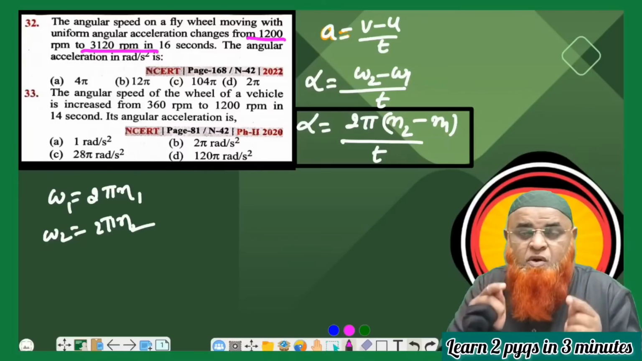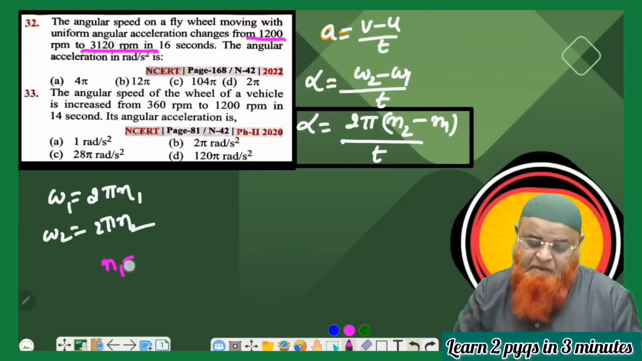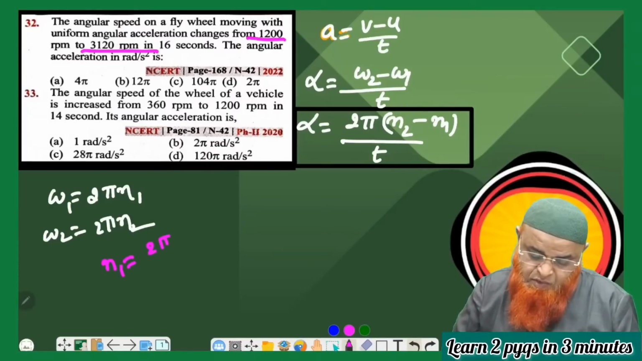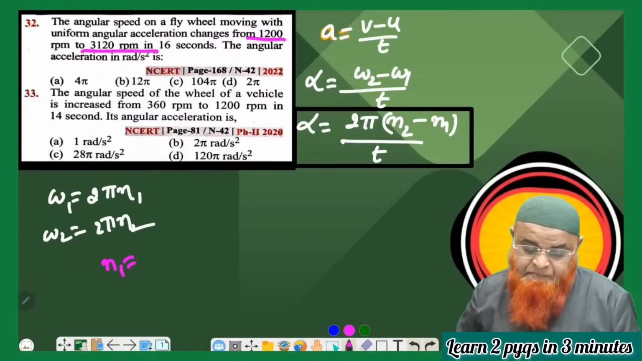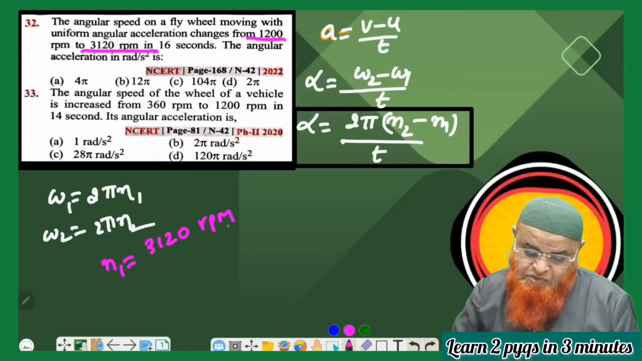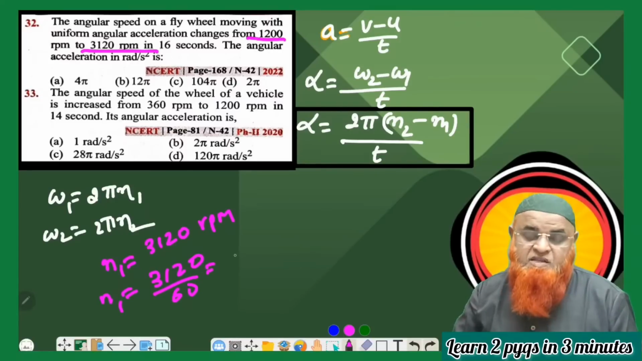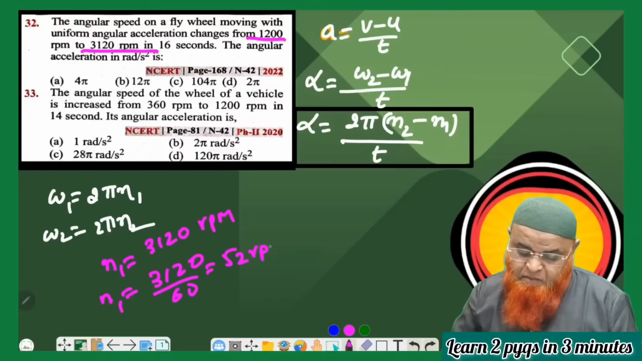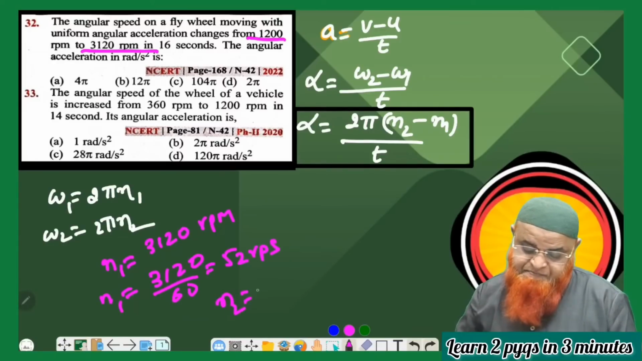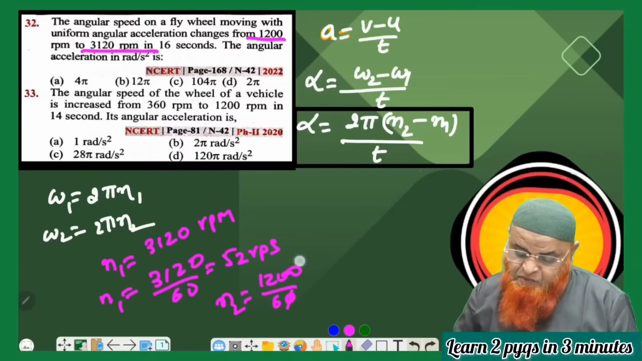n1 means number of rotations per second, but he has given per minute. So you can calculate n1 is equal to, what is said to be this one? Number of rotations, that is rotations per minute. That is 3120 rotations per minute can be converted into rotations per second: 3120 by 60. Therefore, we are getting this as how much? It is going to be nearly 15 rotations per second. Similarly, n2, if you see here, he has given 1200. So 1200 by 60 gives you 20 rotations per second.